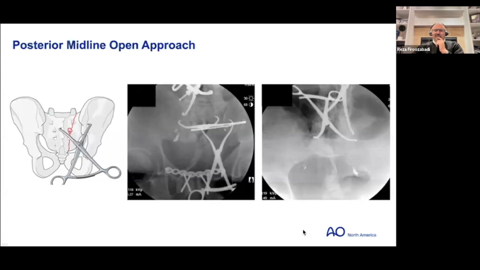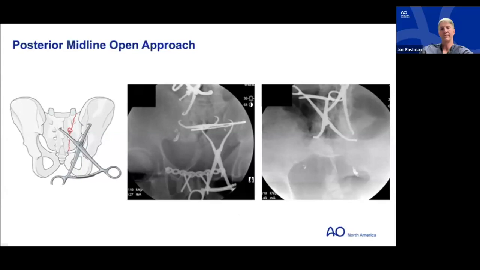So really be cognizant when you're looking at these, especially in zone 2. Look at the involvement of that L5S1 facet joint, because you'll be surprised how much that matters, especially if it's dislocated. Absolutely.